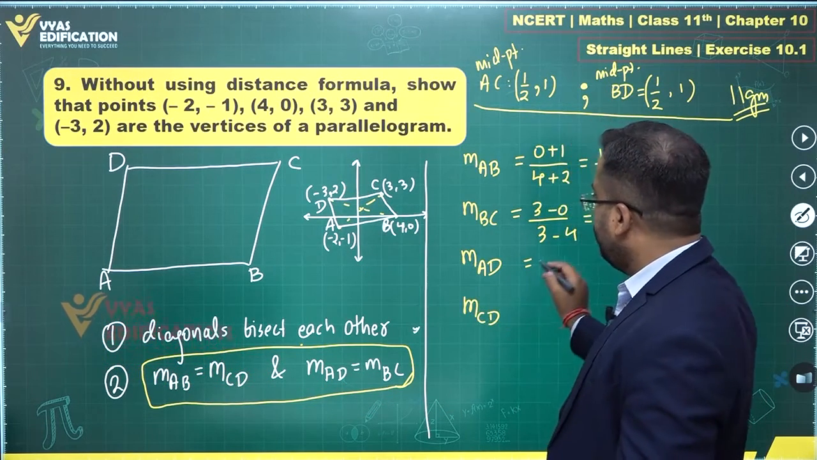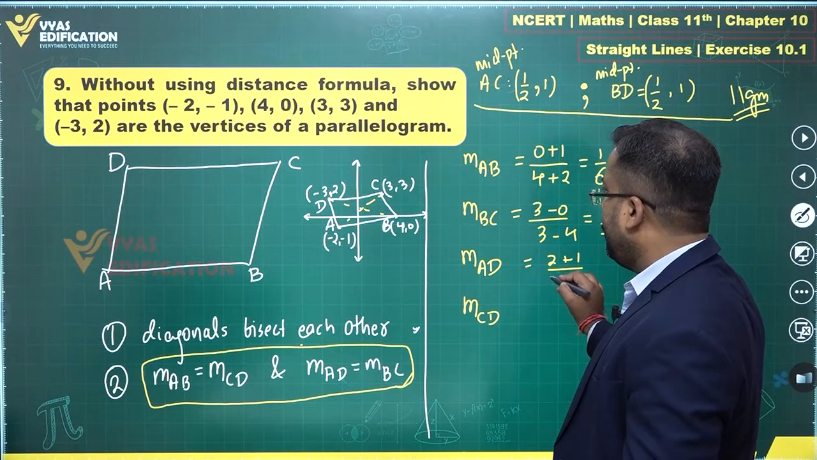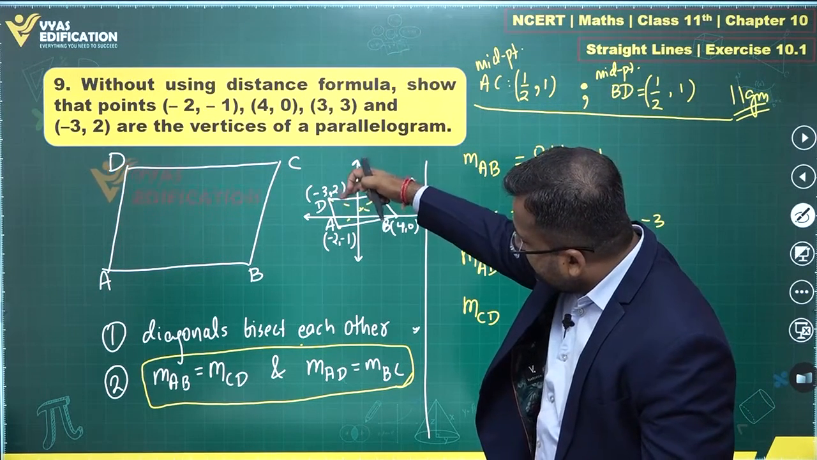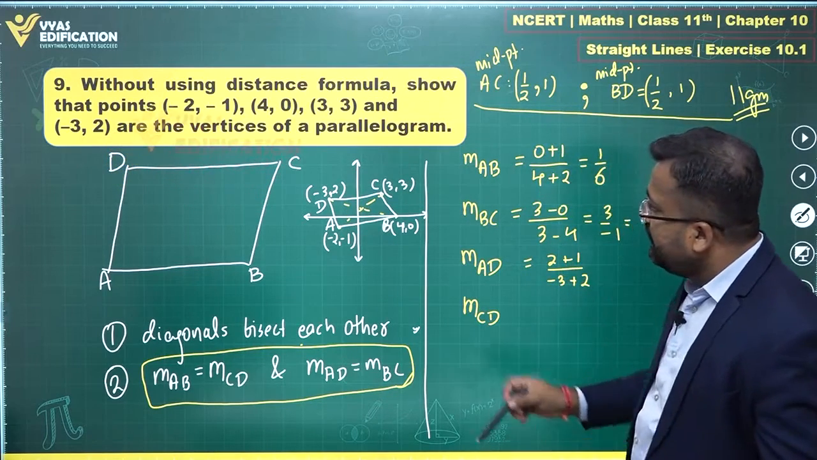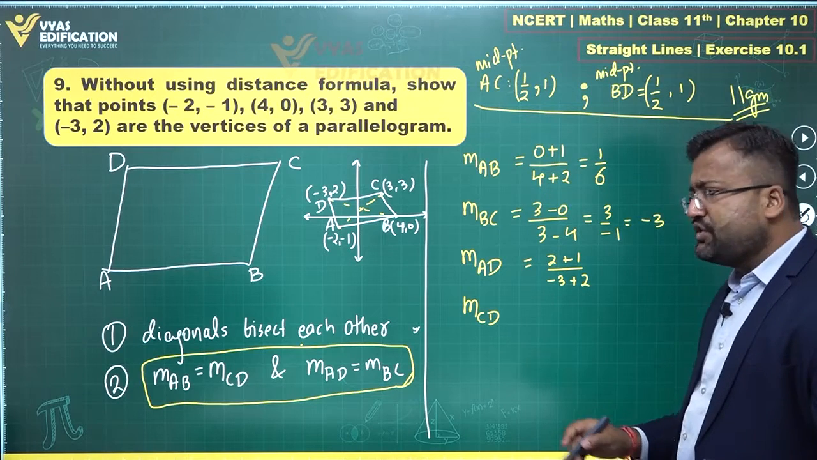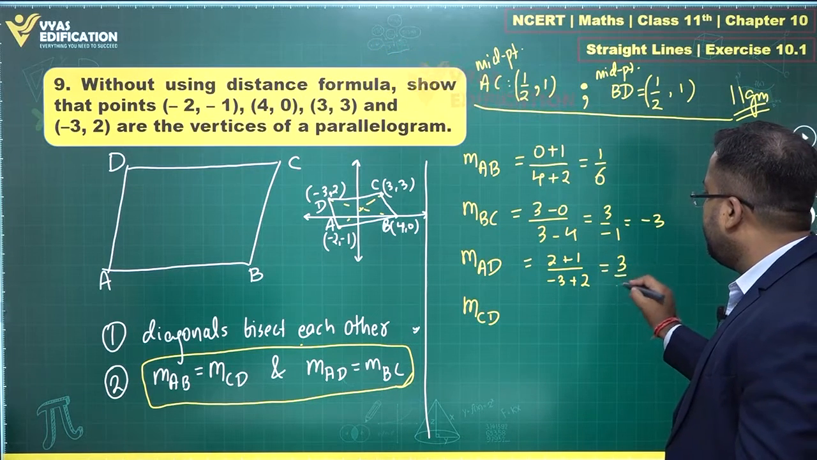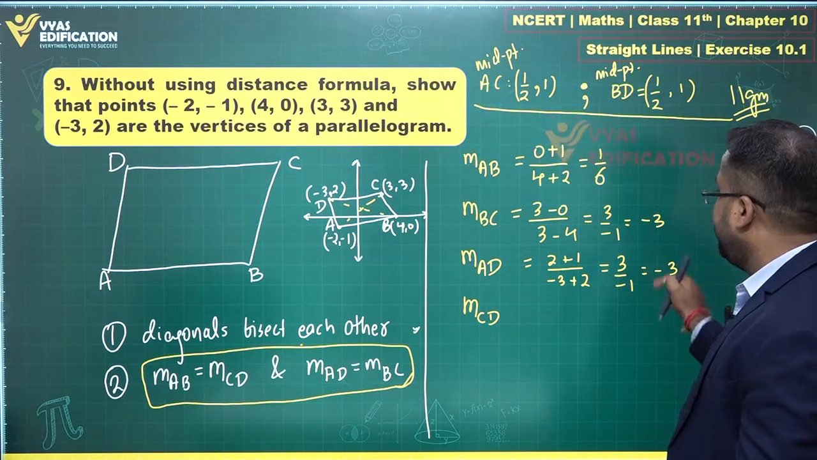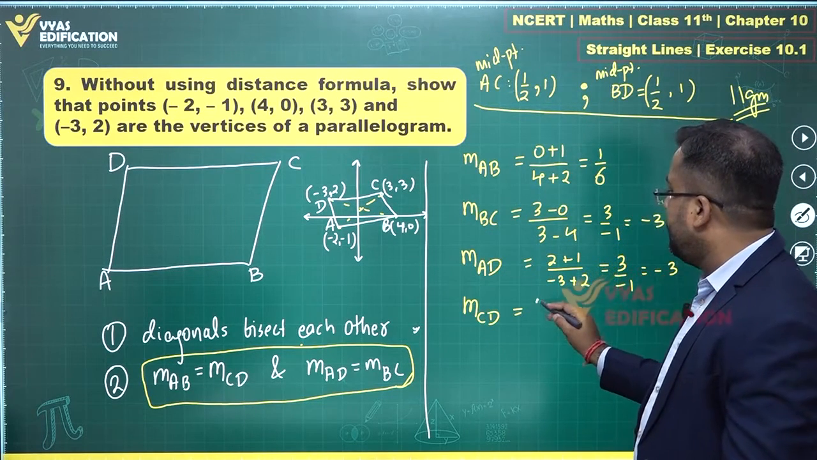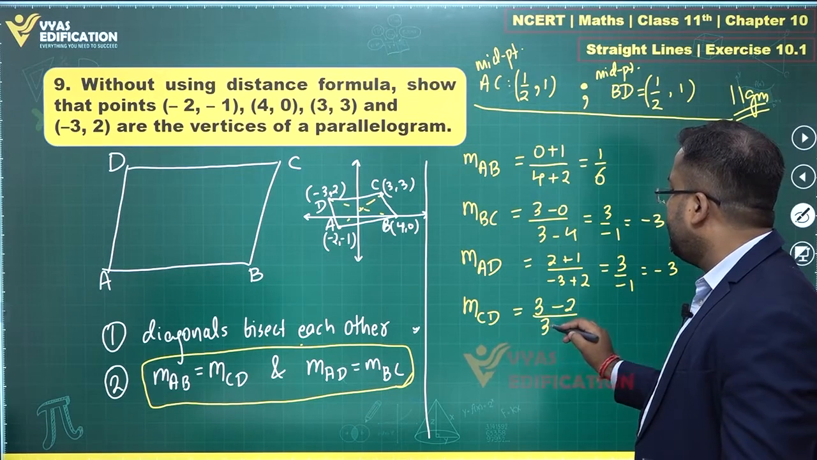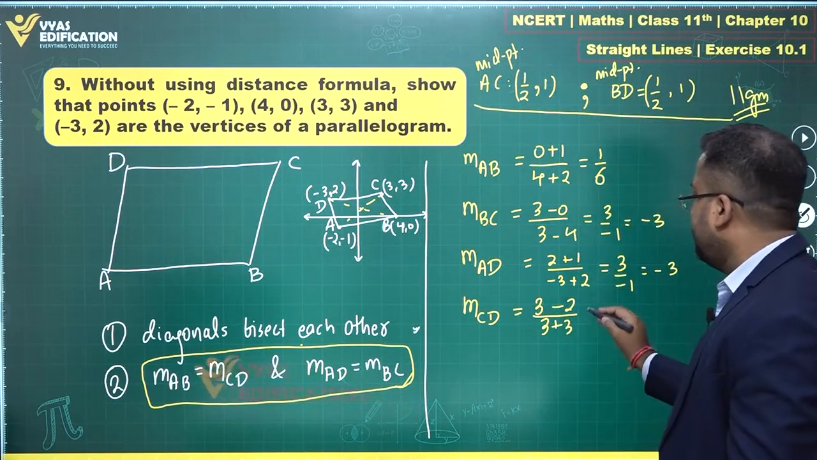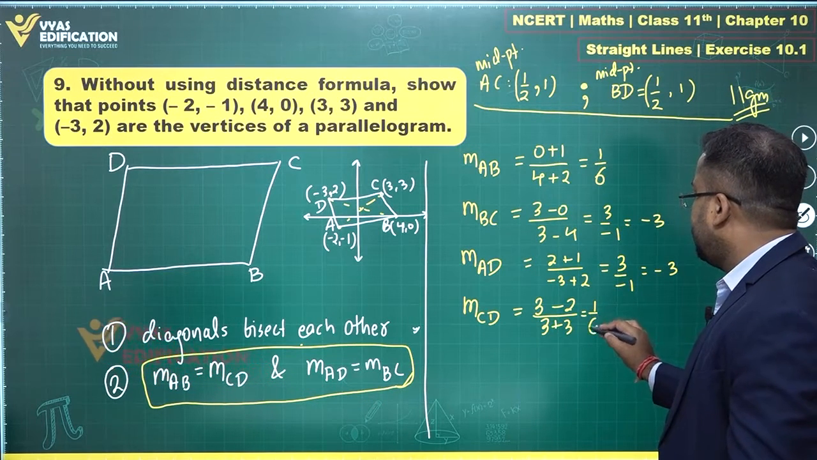For AD, you have 2 plus 1 upon minus 3 plus 2. y2 minus y1 is 2 minus of minus 1, which will become 2 plus 1, and x2 minus x1 is minus 3 minus of minus 2, that becomes minus 3 plus 2. This is 3 upon minus 1, which is minus 3. Pretty interesting. M of CD is y2 minus y1, 3 minus 2 upon 3 plus 3, y2 minus y1 upon x2 minus x1. This is 1 upon 6.